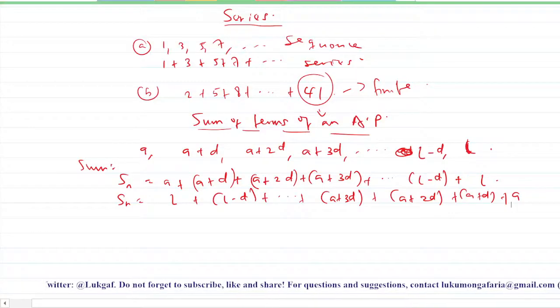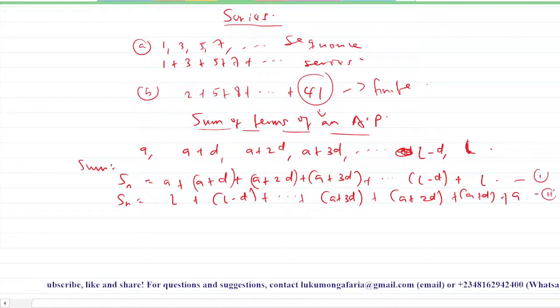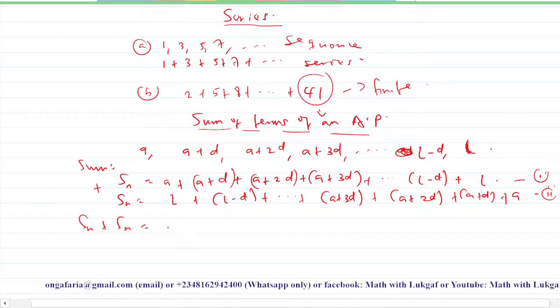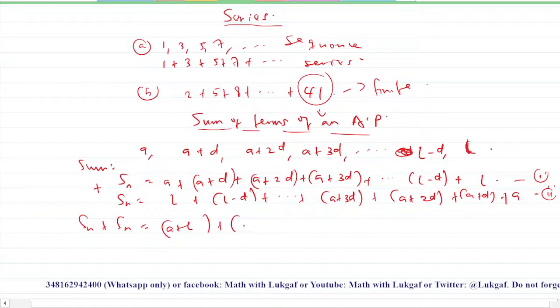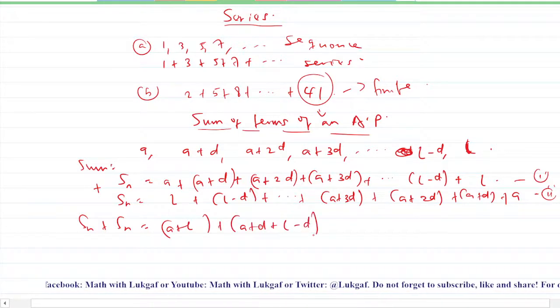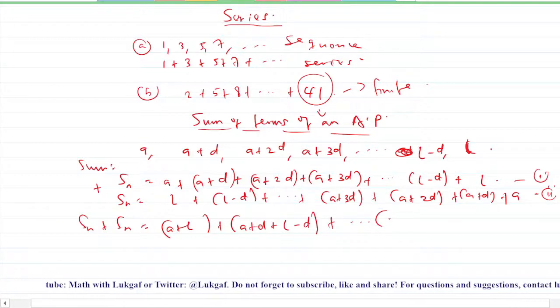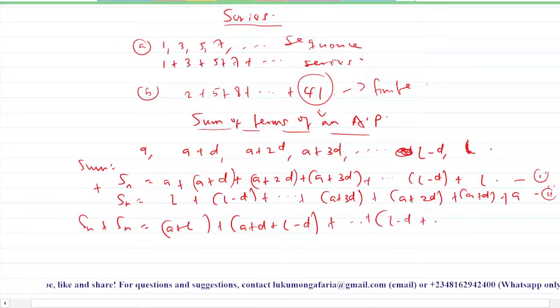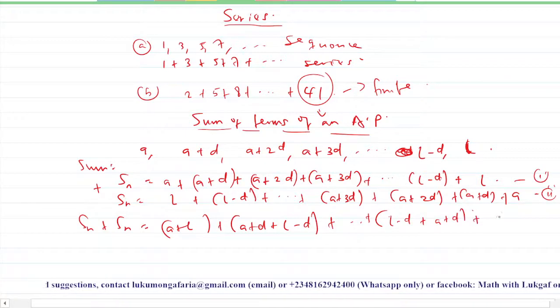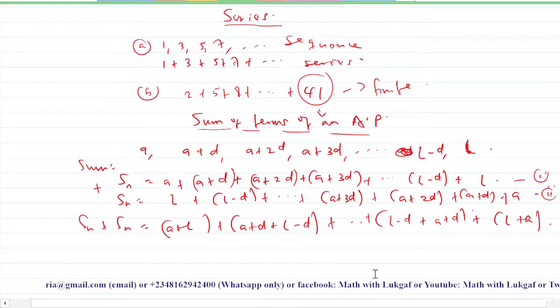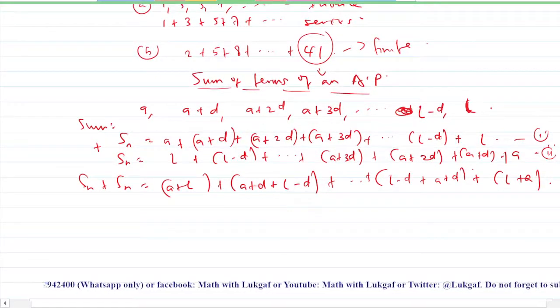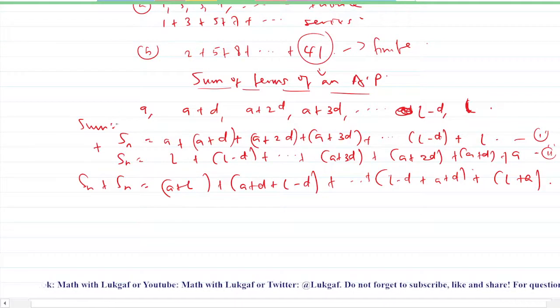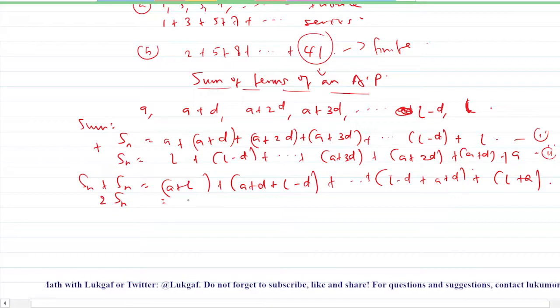So if that is cleared, let's say I call this one equation 1 and I call this equation 2. If I add these two together, that is Sn plus Sn, I'm going to have A plus L. Is that not so? Then plus A plus D plus L minus D, plus dot dot dot, plus L minus D plus A plus D, that is this guy and this guy, then plus L plus A. Is that taken? So if you now simplify further, Sn plus Sn, which is the sum, will give me 2Sn. You can see that this will give me A plus L plus what?